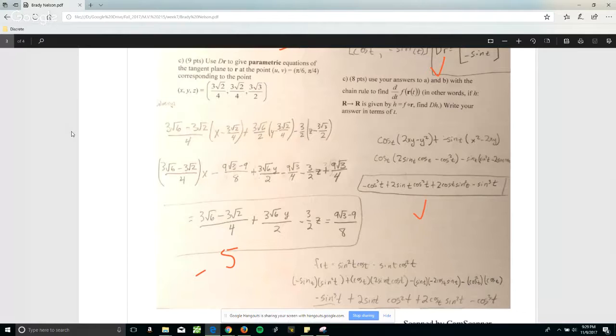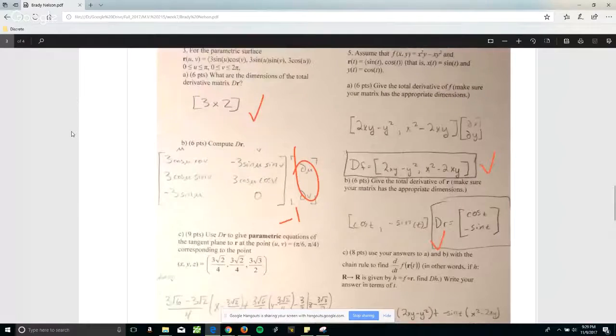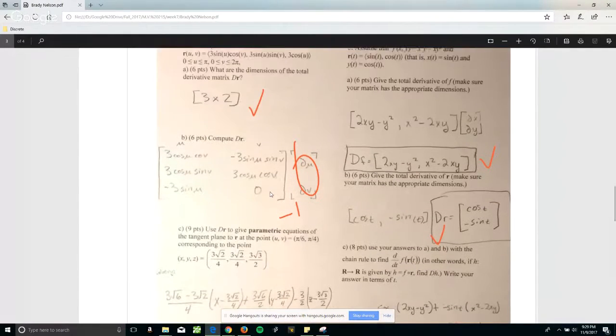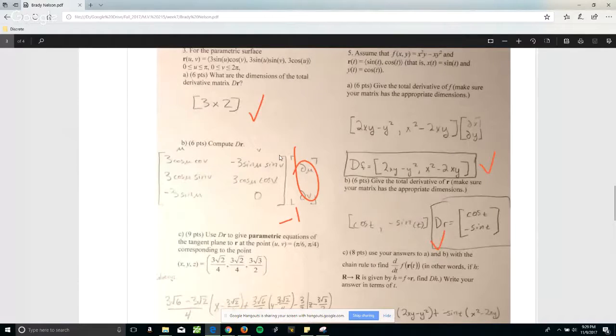-5. What did you get for B? So I was curious. The only thing I did wrong was what he kind of circled over there. You have the same dr as me, the same matrix. So dr is 3 cosine u cosine v, and you just set it up as that 2x3 matrix, and then you don't include the du dv.